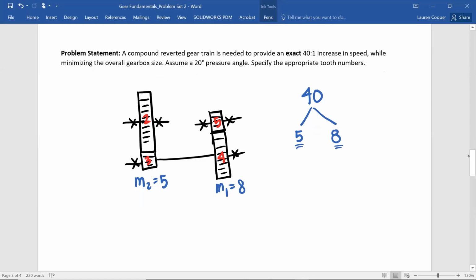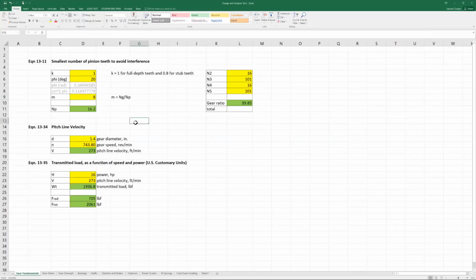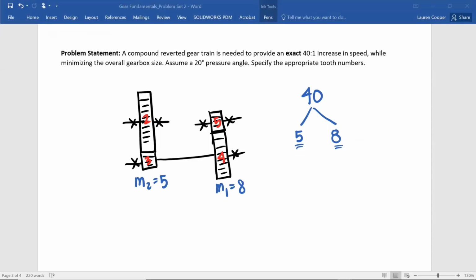Let's go to our analysis tool and see what the minimum number of teeth of the pinion would be if we had an M of 8. 16.2, so 17 teeth. And then we'll just do 5 since we're here. 15.7, so 16 teeth. So using equation 13.11 in our analysis tool, we have N5 so far 17 teeth, and N3 is 16 teeth.